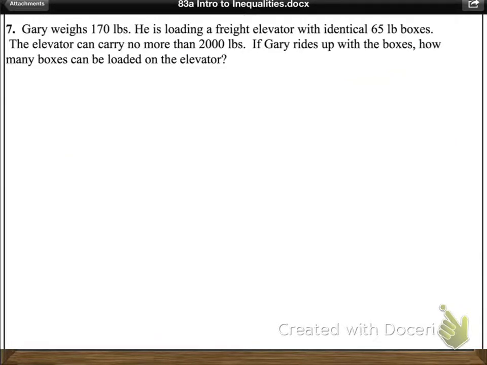Alrighty. All right, last example. We'll try to run through this one quickly. It's just a word problem, but I want to make sure you have it because these tend to be the more difficult ones. All right, this is Gary weighs 170 pounds. Okay. He is loading a freight elevator with identical 65-pound boxes. That's important information. The elevator can carry no more than, that's going to be our inequality, 2,000 pounds. If Gary rides up with the boxes, so he's going to ride up, right? How many boxes can be loaded on the elevator?